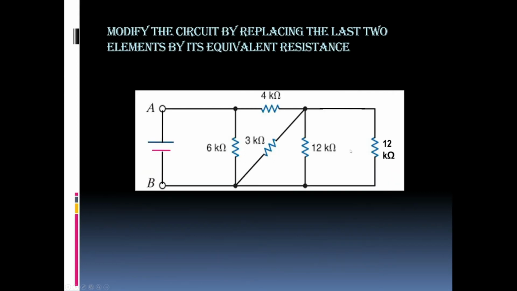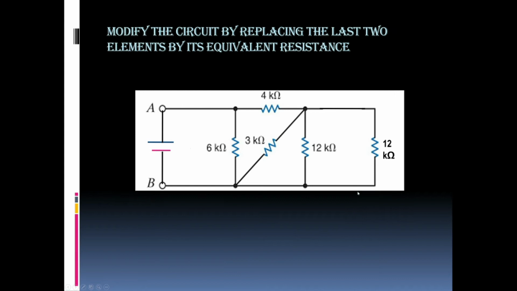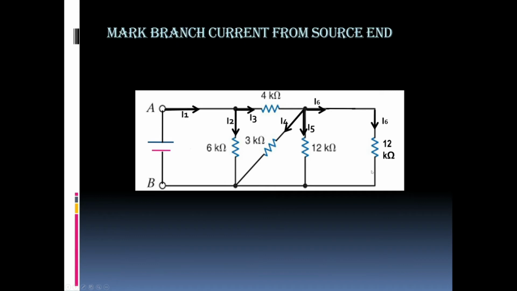Now the next step is to replace that with the 12 resistance. So instead of these two, the equivalent resistance is 12. We add the 12 kilo ohm resistor instead of those. Now you have to mark the current again from the source in all the branches. So I1 current flows here, it splits into I2 and I3, and then I3 flows through the 4 kilo ohm resistor. When it comes here, it splits into 3, I4, I5, and I6.